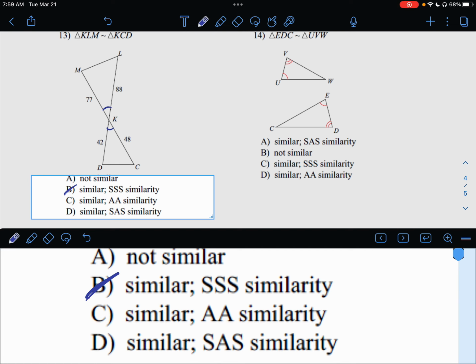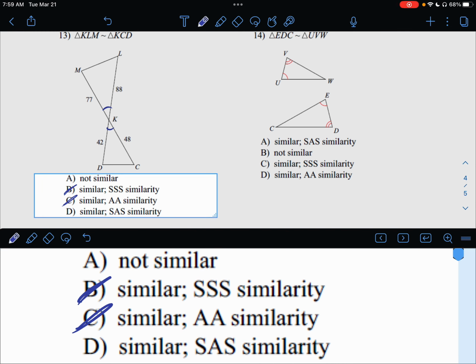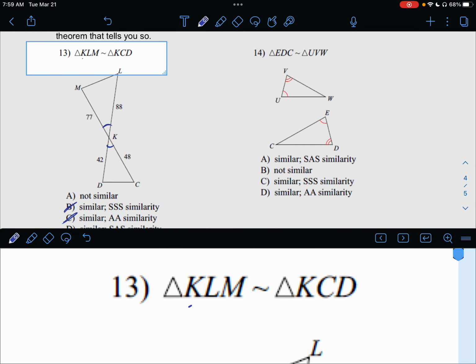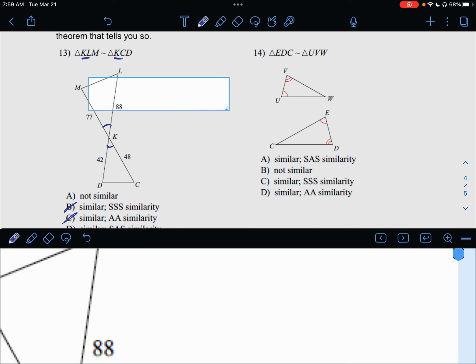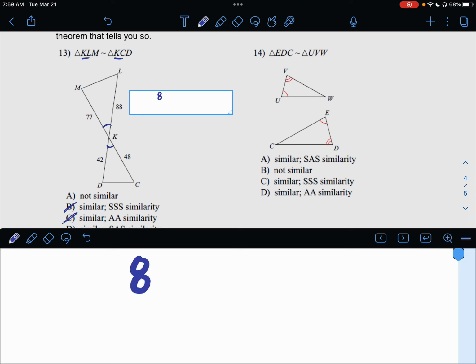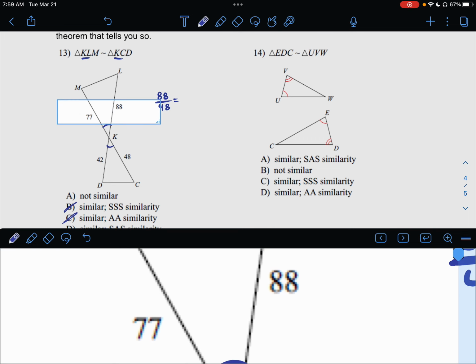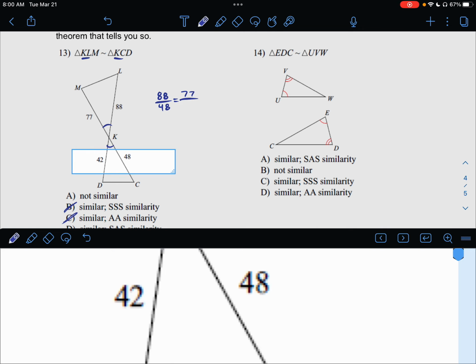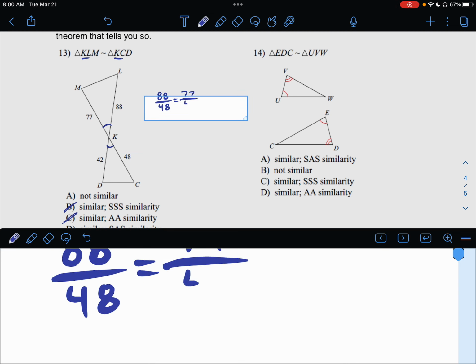So I know it's not SSS. I know it's not AA. I don't have three sides. I don't have three angles. I have two sides and one angle. So now I just need to determine if they're similar or not. So I'm going to match up the sides. So we have KL and KC. So KL is this 88, KC is this 48. So I will do 88 over 48 equals, all right, so then I have the 88 is on the same triangle as the 77. And the 48 is on the same triangle as the 42.